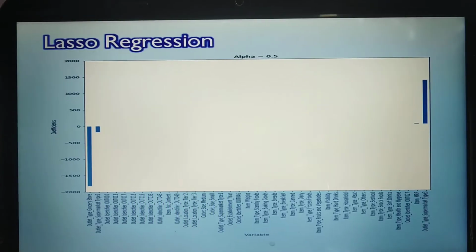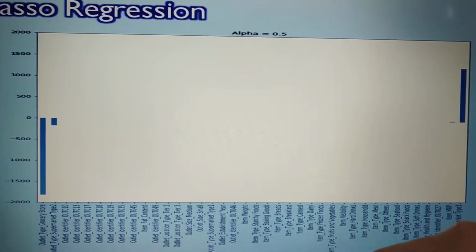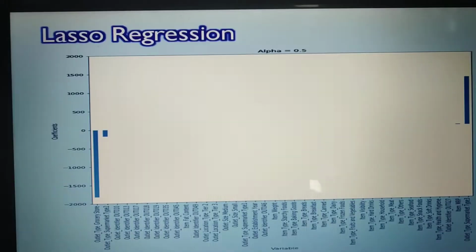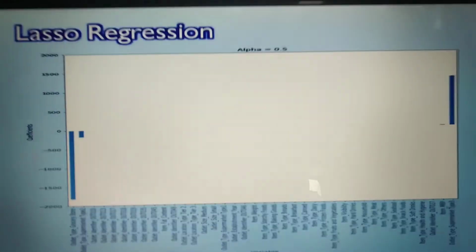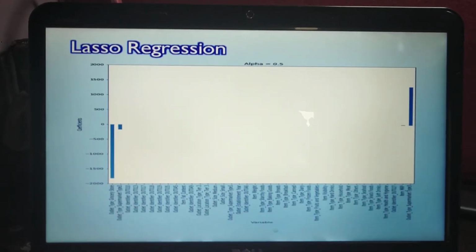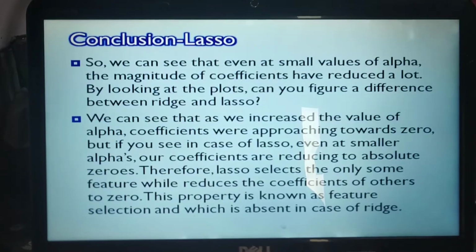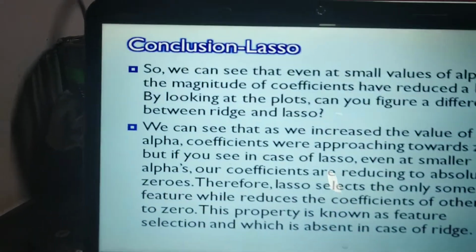And how many coefficients are remaining here in this case? Only 3 coefficients, first, second and third, and again I think a 4th coefficient. Only 4 coefficient values are remaining out of so many input variables. So only 4 input variables will be used, and their corresponding values will be multiplied by these coefficient values to calculate the predicted output. Therefore, lasso is used for feature selection also.